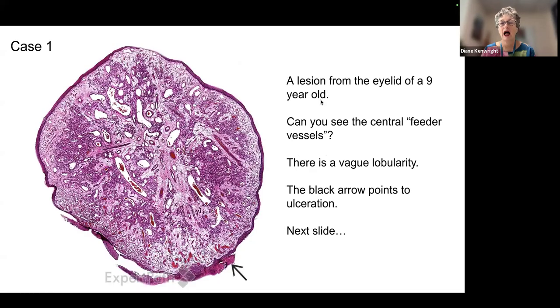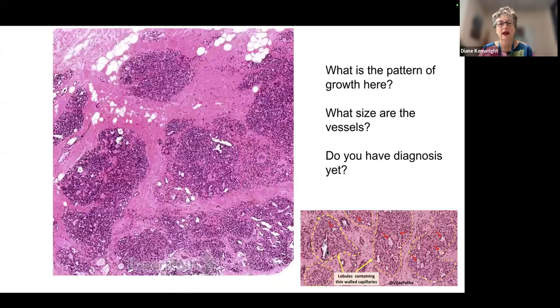This is a lesion from the eyelid. This has got an ulcerated surface here where the arrow is pointing, and there are central large vessels. Okay, and these ones here we call feeder vessels. And again, with the eye of faith, you can imagine that this might have a vaguely lobulated architecture. This is another one where we've got the lobulated architecture shown better, right? And these are the little maturing vessels.